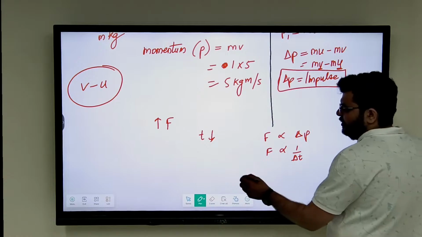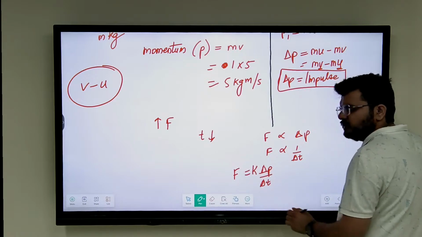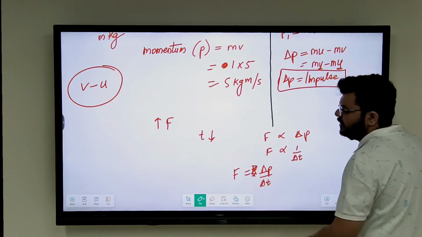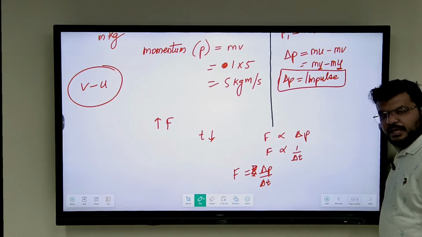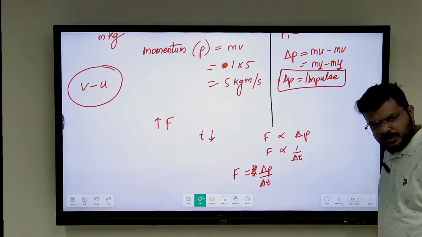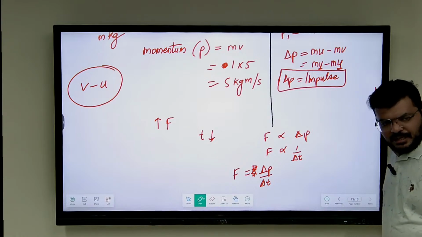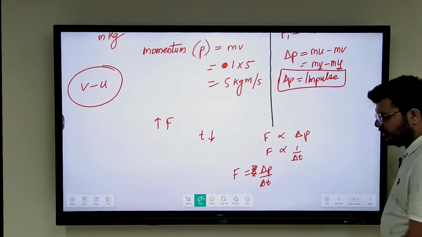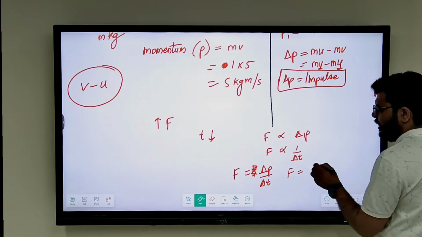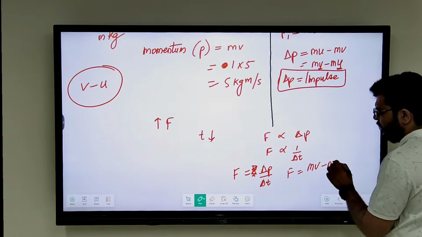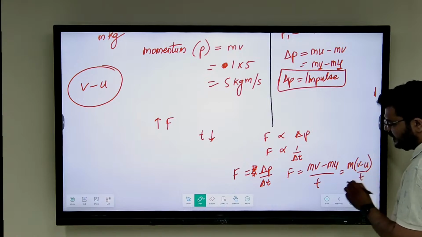Now let's say the equation becomes like this, where k is the constant of proportionality, but experimentally pata chala ki value of k is 1. So we can directly write that F is equal to delta P by delta T, where delta P is the change in momentum. And therefore force can be defined as rate of change of momentum. But if you take this equation, you can write F is equal to mv minus mu upon T, which can be written as m into v minus u upon T, which can be written as ma.